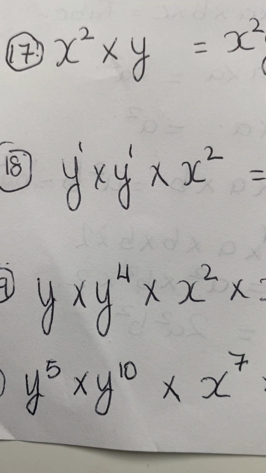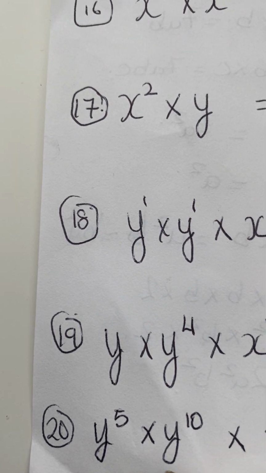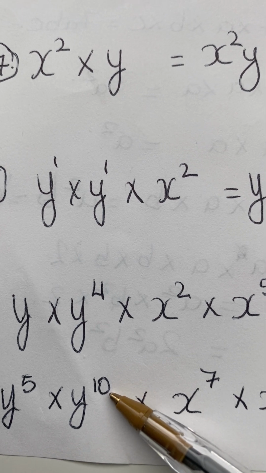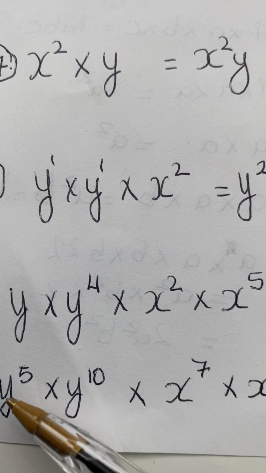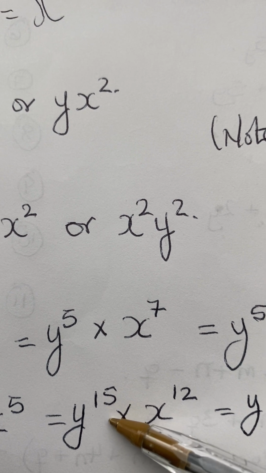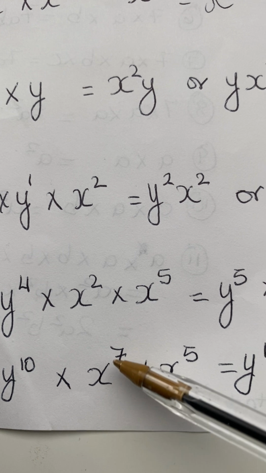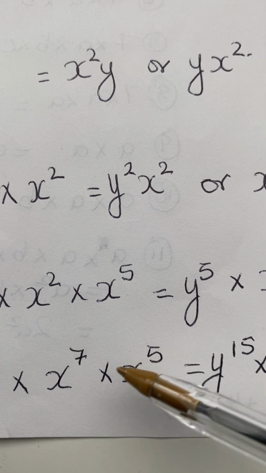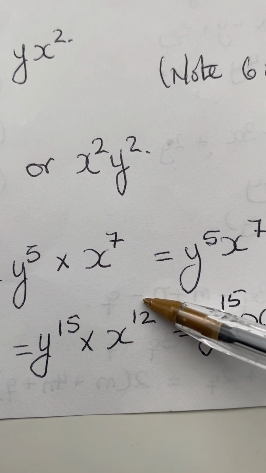Okay, now let's go to our last question for today. Okay, y to the power 5 times y to the power 10. So as we said, we can add the powers. So straight away, this is y to the power 15, which we have here. Now let's look at the x's. x to the power 7 times x to the power 5. 7 add 5 is 12. So we have x to the power 12.